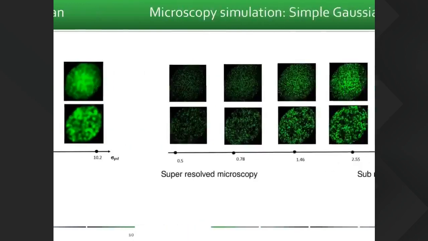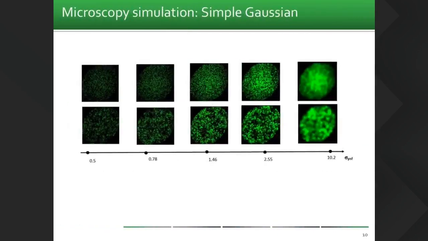For example, if we have a small size of this Gaussian kernel, we are in super-resolved microscopy, and when the size of this Gaussian, denoted by sigma PSF, becomes higher, we go more toward sub-resolved microscopy.